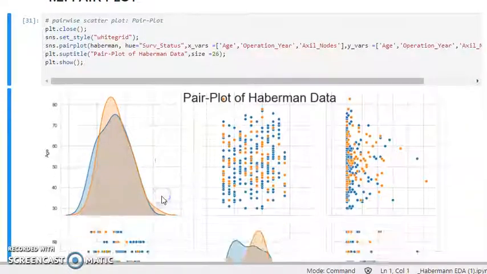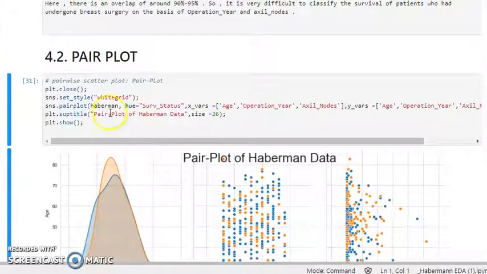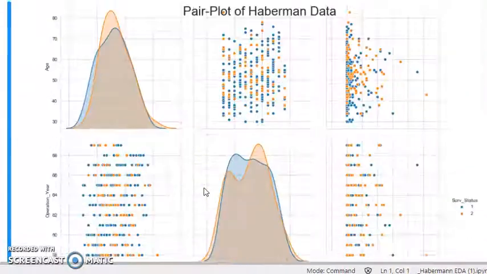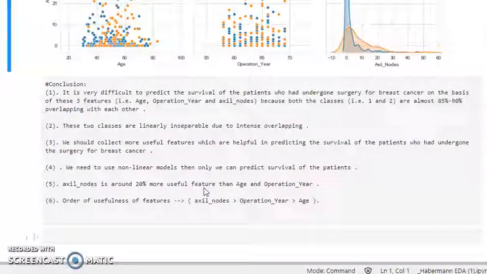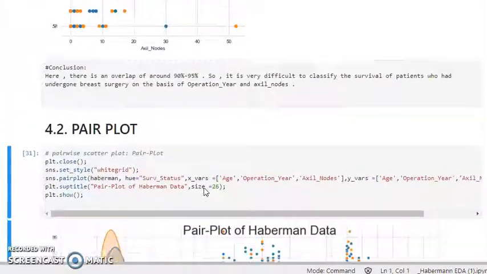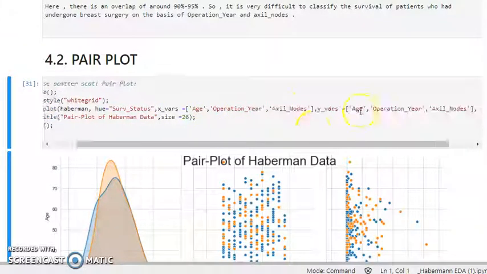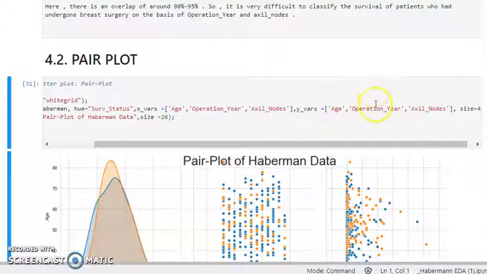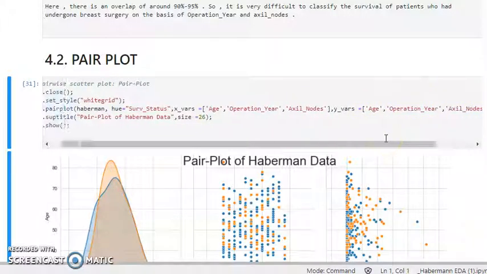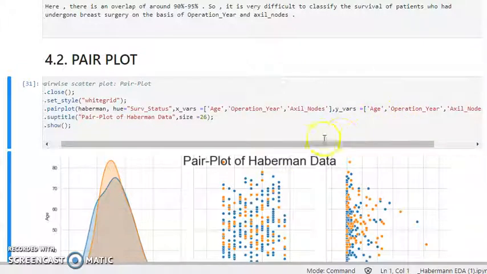Now let's look at the next class of plot known as pair plot. Again here we are setting the style and it is a pair plot. So we are again using the Haberman dataset, sns.pairplot. In the pair plot, what we are doing is that we are using all the features together. Along the x-axis we have age, operation year and axial node, and again along the y-axis we have age, operation year and axial node. This is a plot of all the features against one another. This is the beauty of pair plot.